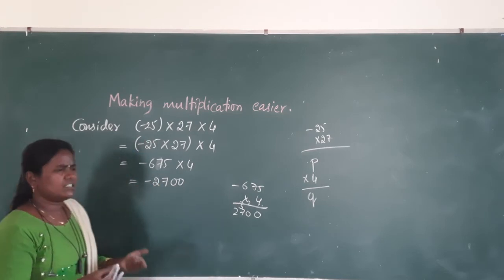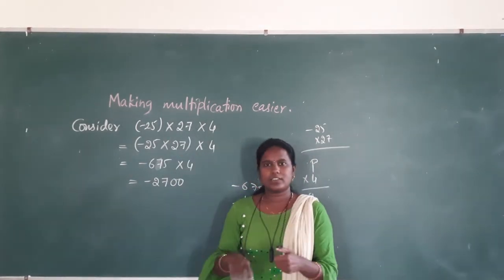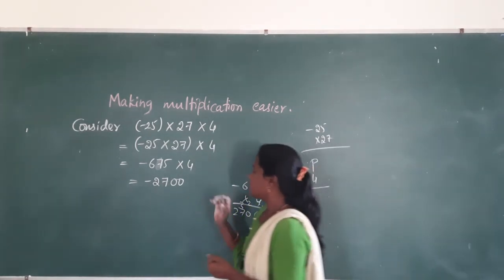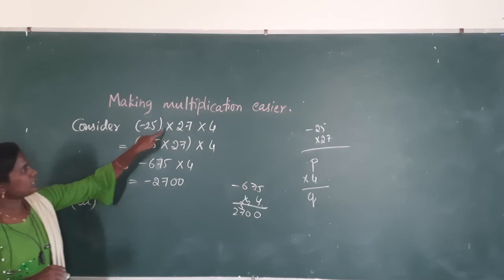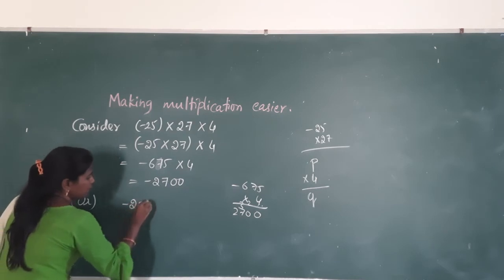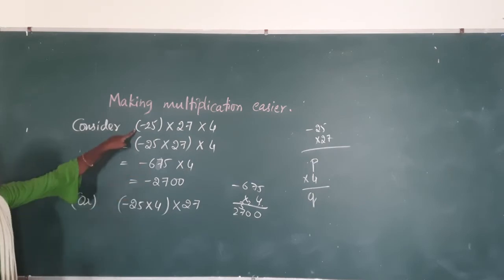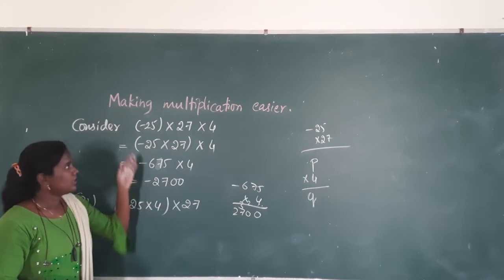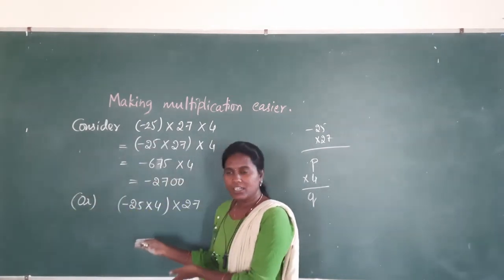So this made it a little difficult, because sometimes when the numbers are like this, it is difficult, but we can make it easier in this way. So now I'll find the answer by using another method. See, minus 25 into 27 into 4. I will arrange this as minus 25 into 4 into 27. See, minus 25 into 4 into 27. Here, I have rearranged the numbers. So, which property am I using here? Yes, I am using the commutative property.